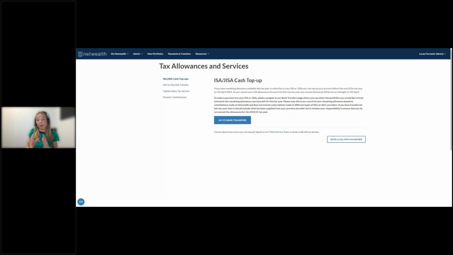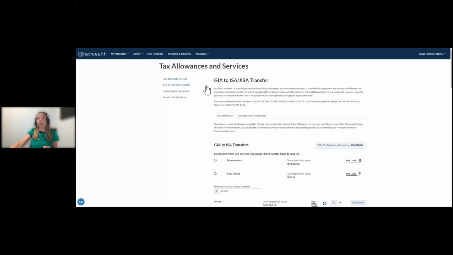That's really why we used our technology to create this tax allowances and services dashboard, to enable clients to do so without the requirement to speak to one of us, but with the ability to do so by booking a call with an advisor. One of the things we wanted our clients to be able to do was automatically move funds from a taxable portfolio to an ISA or a junior ISA at the beginning of each tax year.